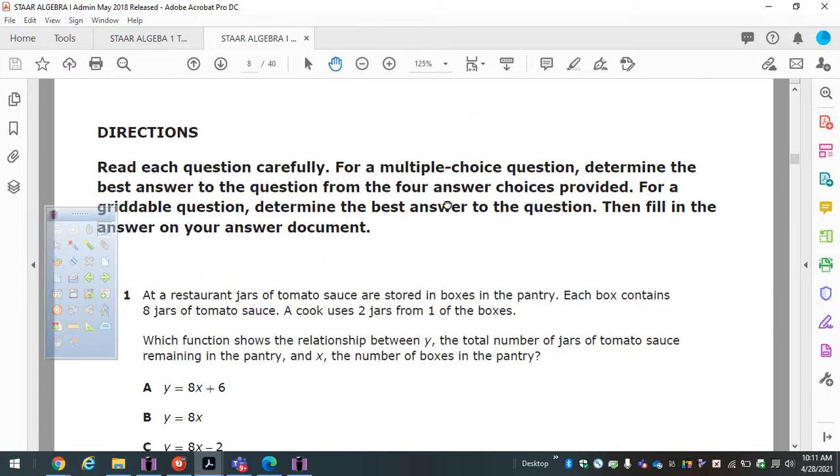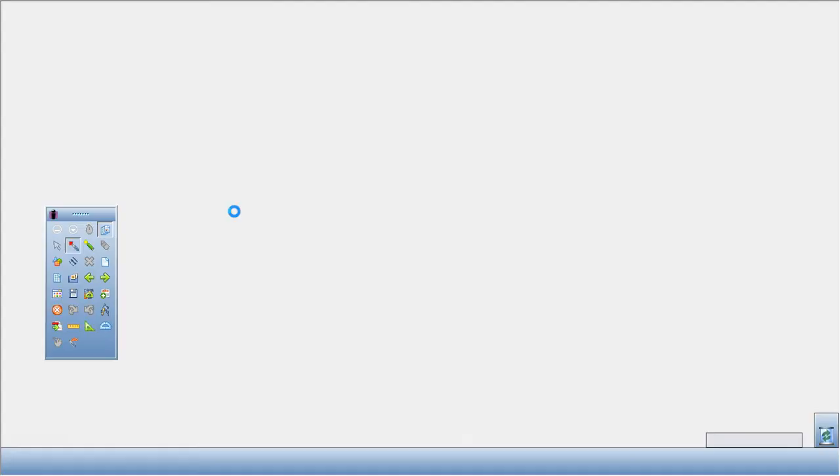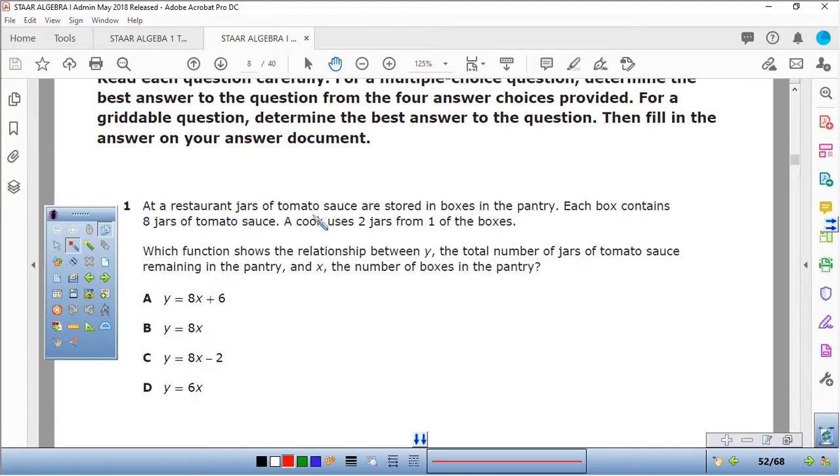Let's see the first one. At a restaurant, jars of tomato sauce are stored in boxes in the pantry. Each box contains 8 jars. From one box, 8x, okay, that's each box. Or minus 2.